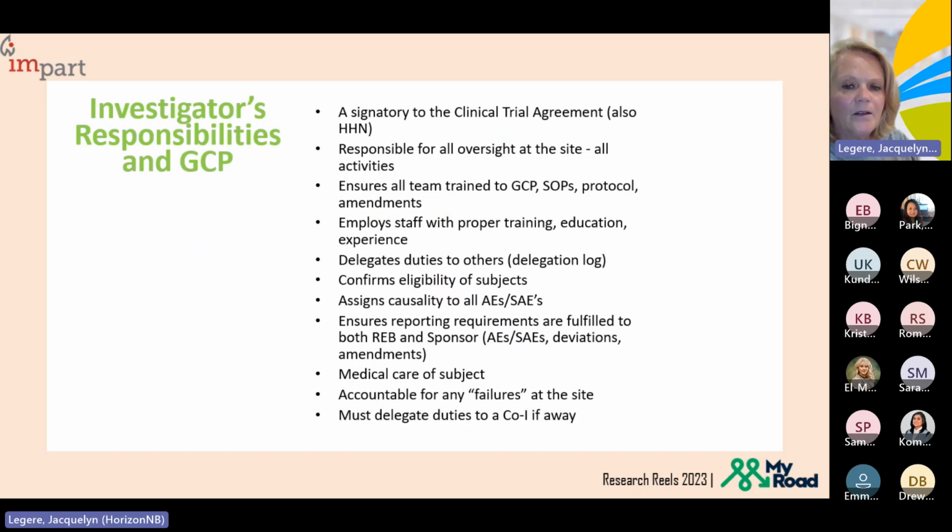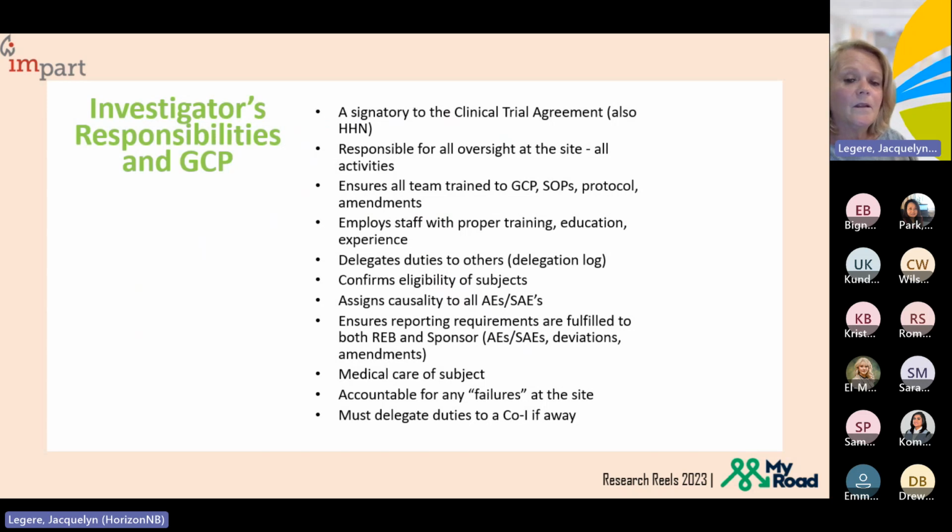They must assign causality to adverse events and serious adverse events. Again, is this adverse event related to their participation in the study? Is it related to the investigational product? Only a physician can make that determination. They ensure that reporting requirements are fulfilled to both the Research Ethics Board and the sponsor, and that SAEs, AEs, deviations, protocol violations, and amendments are reported properly.